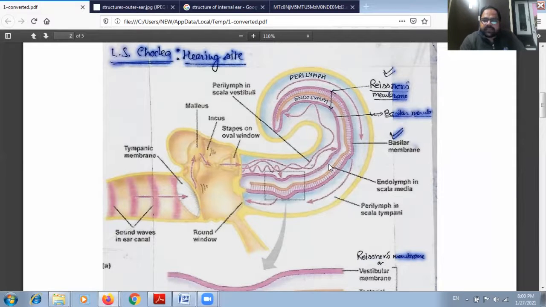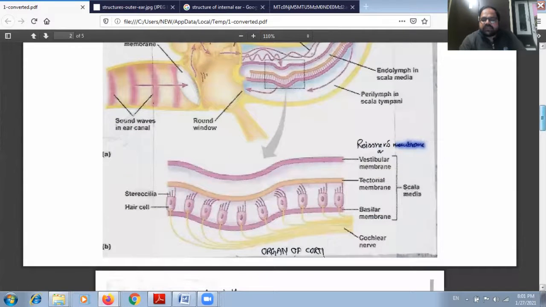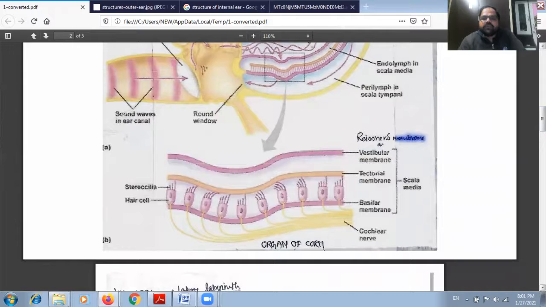We can see here, and here on the basilar membrane, we will zoom it, and we will see the detailed structure of this tube, because we need to understand. After that we can understand how we listen, and how the sound waves are captured by the receptors.